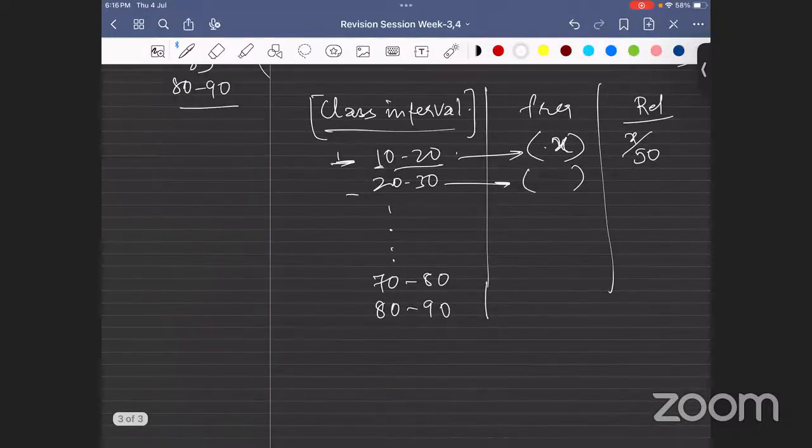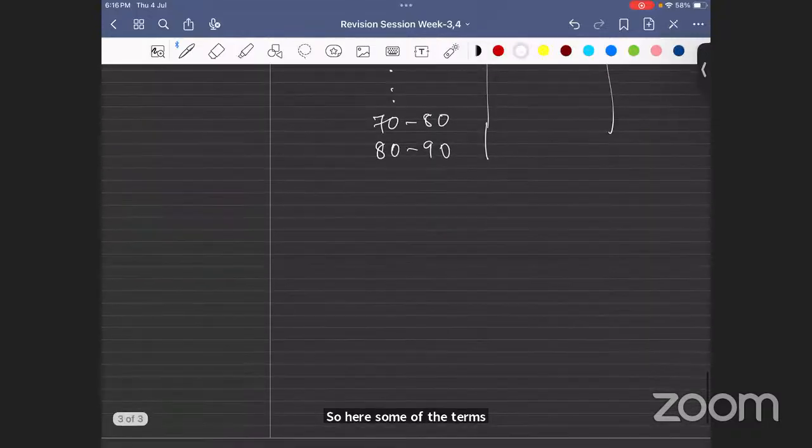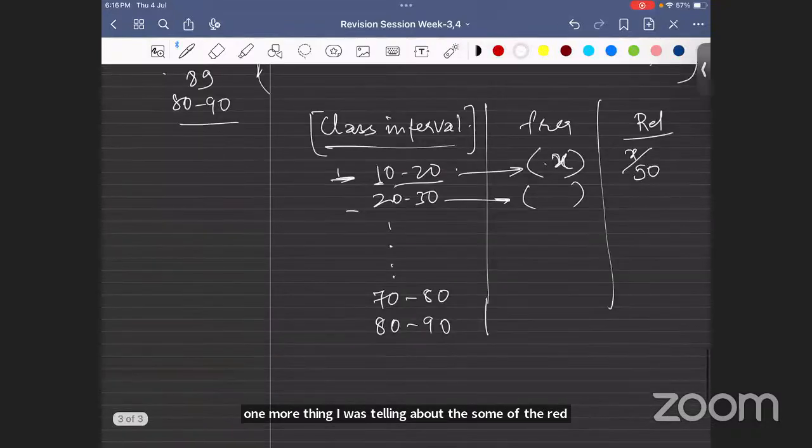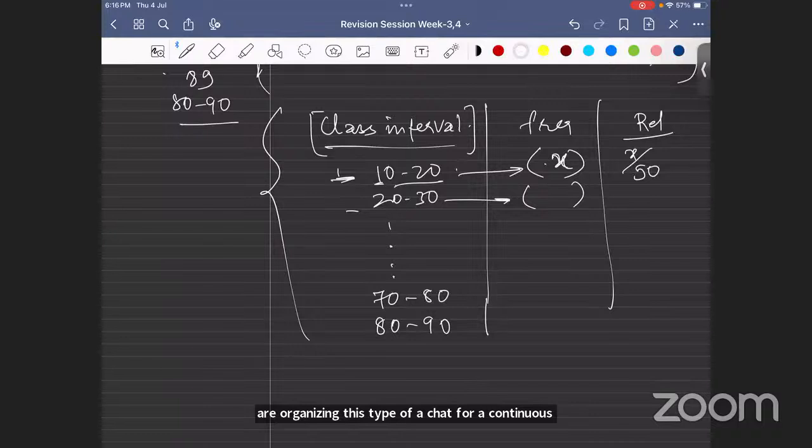So here, some of the terms are there for the continuous data set. And one more thing, I was telling you about some red flags that you should watch out for whenever you are organizing this type of chart for a continuous data set. The first thing is that it is advisable to have intervals of equal length. So the length of the interval should be roughly equal, like 10 to 20, 20 to 30. Okay. And one more thing, each observation.